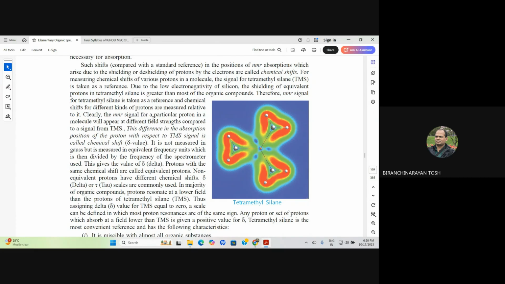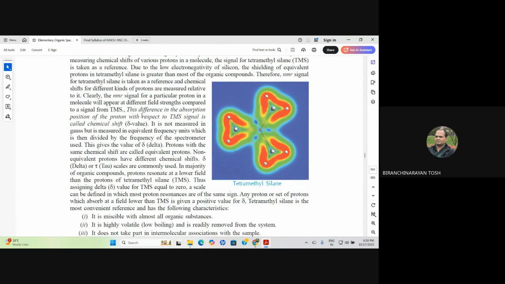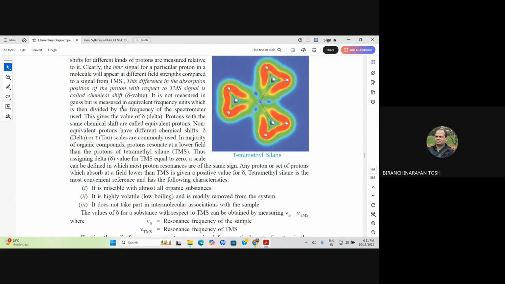Clearly the NMR signal for a particular proton in a molecule will appear at a different field strength compared to the signal from TMS. This difference in absorption position of the proton with respect to the TMS signal is called chemical shift, or delta value. It is not measured in Gauss, but in equivalent frequency units, which are then divided by the frequency of the spectrometer used. This gives the value delta.